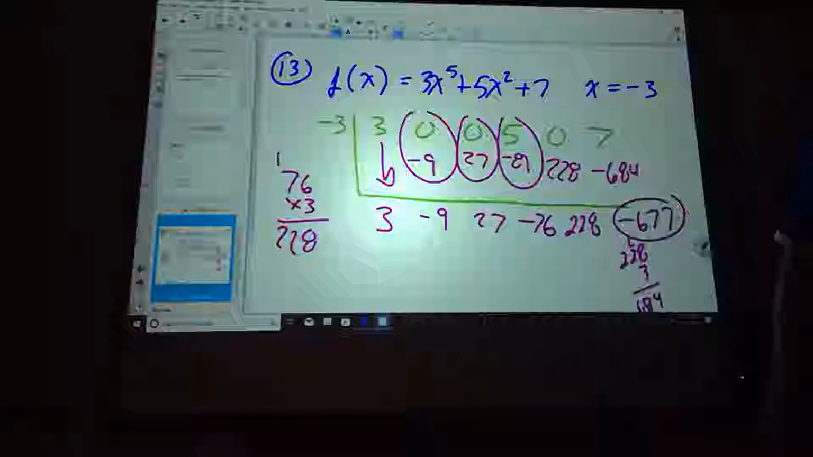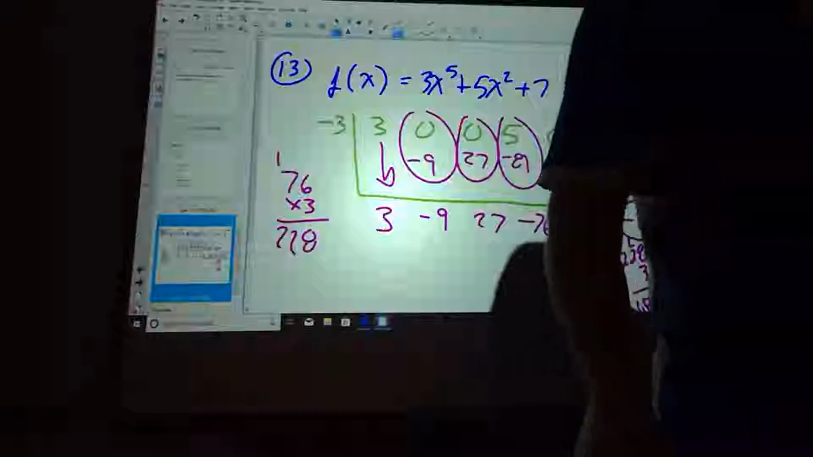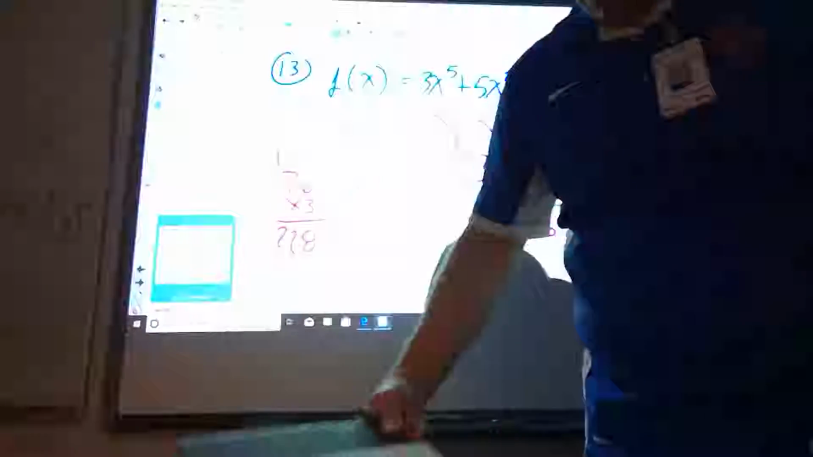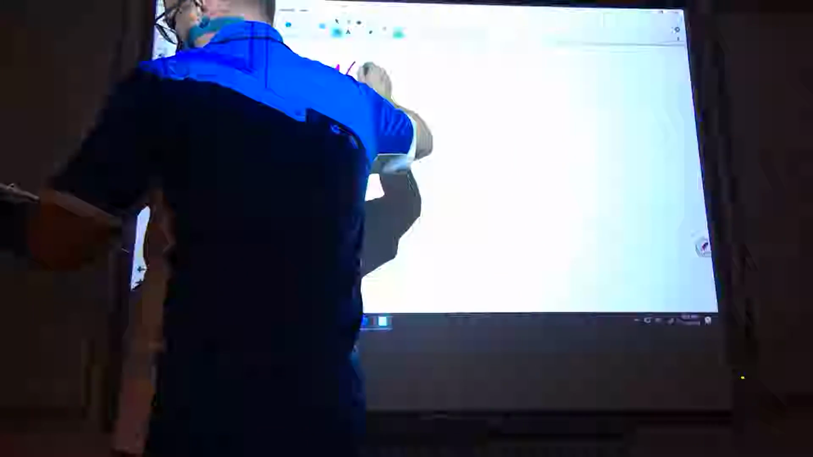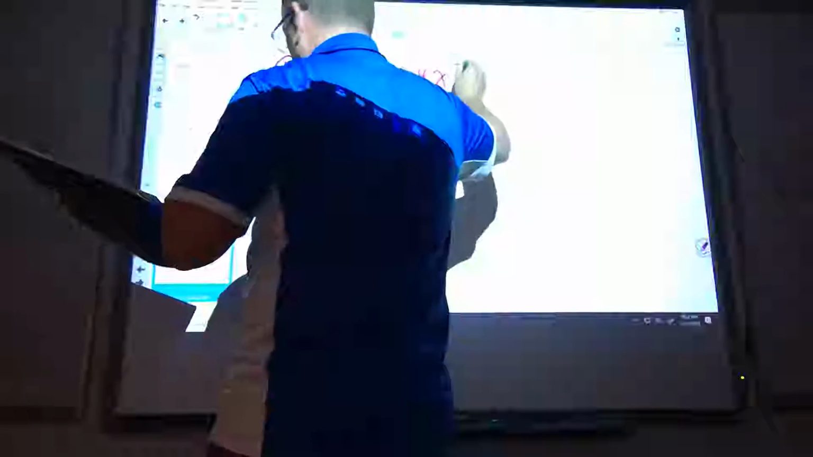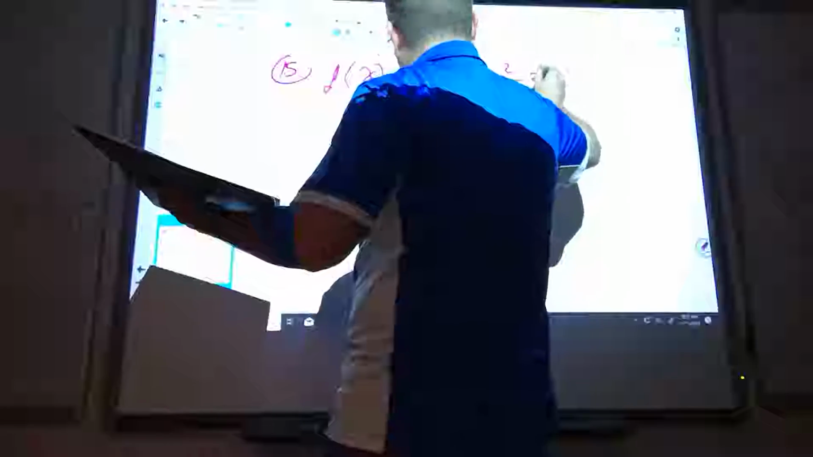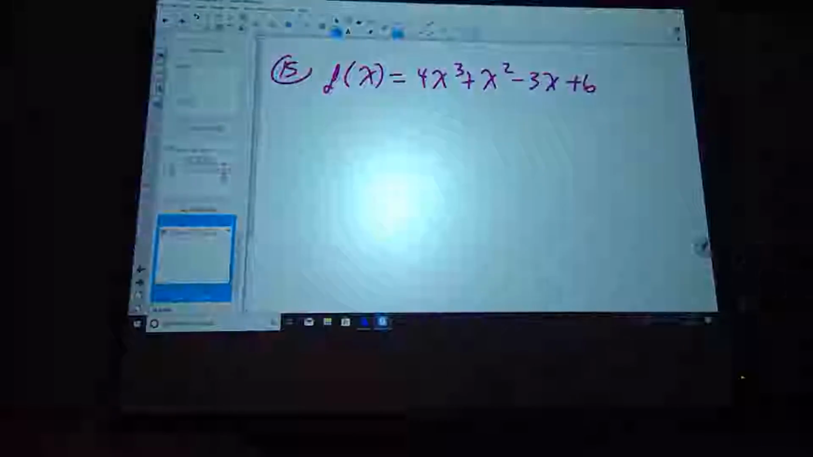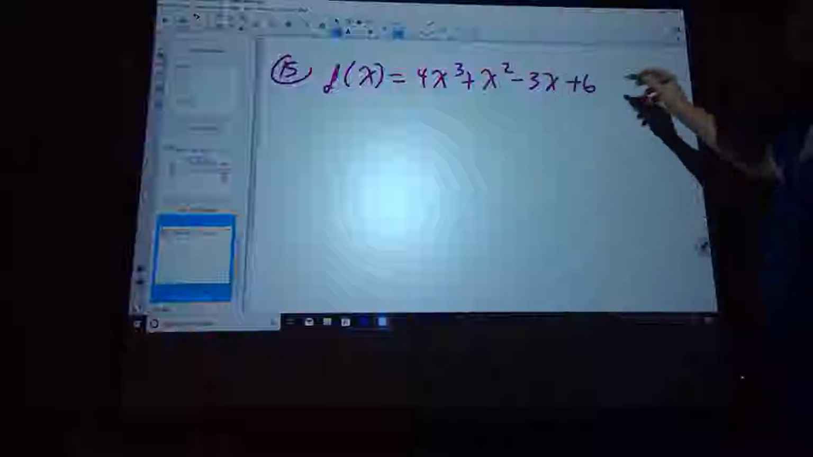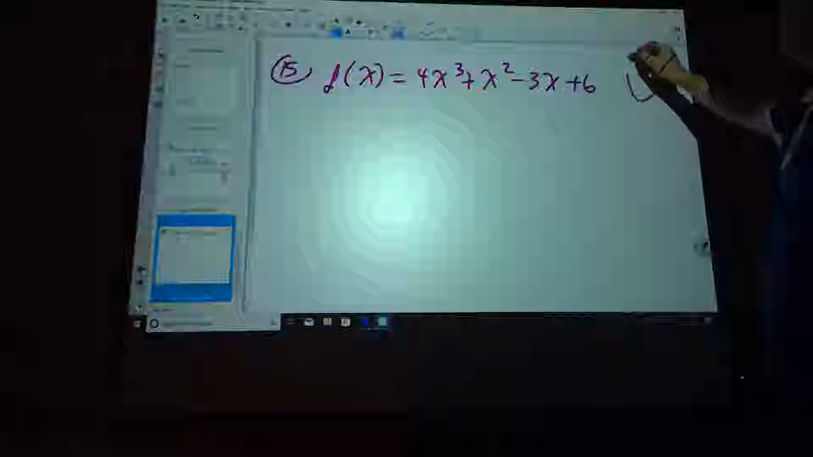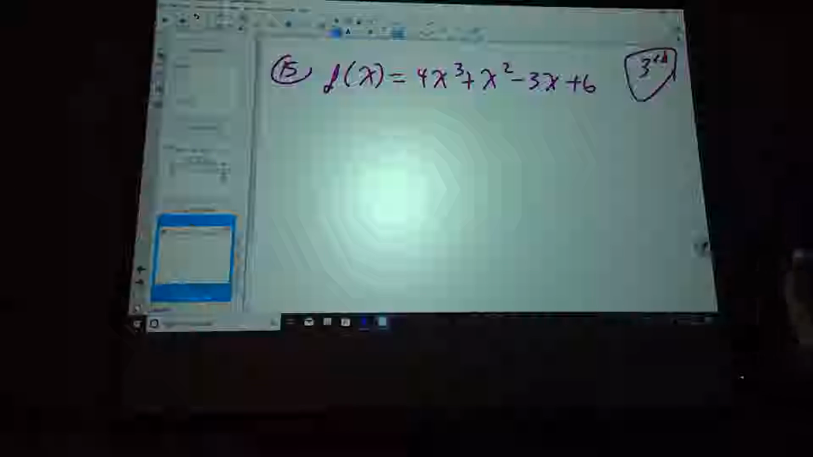So number 15. I remember you saying it was super easy. I just kind of forgot. Okay. Number 15. What's the degree? No, it's 3. We're not multiplying things together. It's already in standard form. So it's a third degree polynomial.